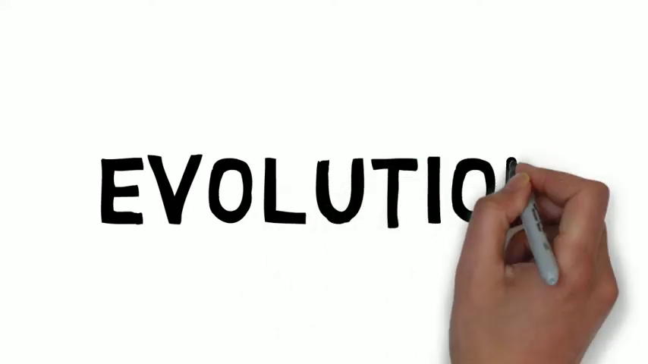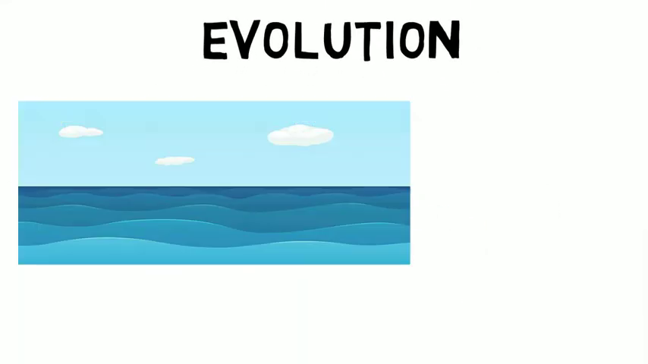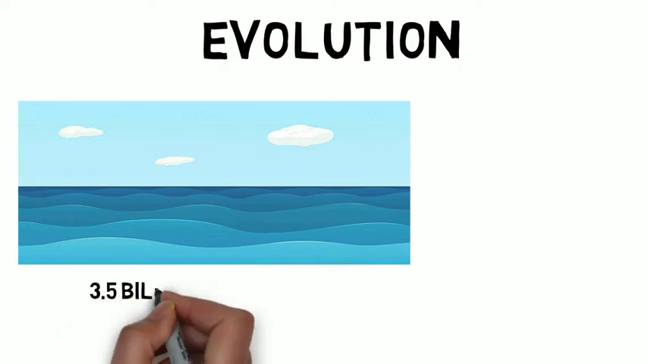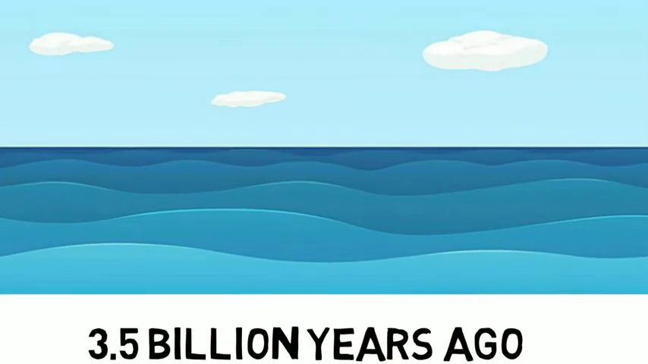Now let us move on to the next important topic of this video, that is evolution. Evolution is the formation of new species of plants and animals by a slow gradual change from a very simple organism. So evolution occurred from a very basic single unicellular organism into complicated species, and it began 3.5 billion years ago.